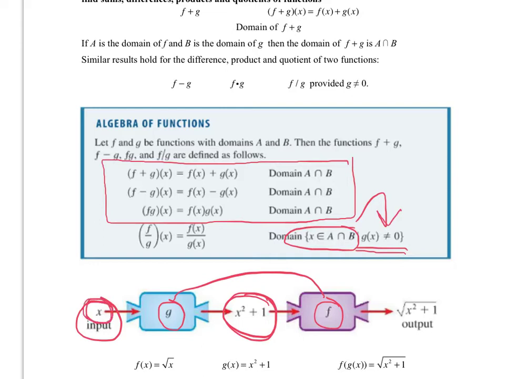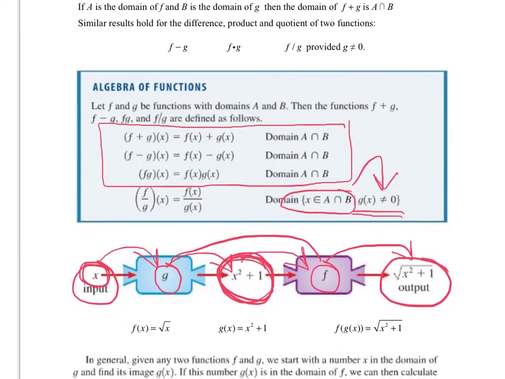The input here is x, and that goes into the function g, and what g does is square x and then add 1. Now you take that result, x squared plus 1, and throw it into the function f, and what f does is take the square root. So the square root of x squared plus 1 is the ultimate output of this particular sequence of operations.